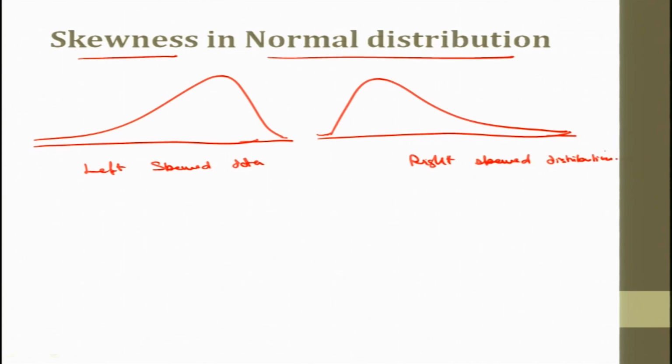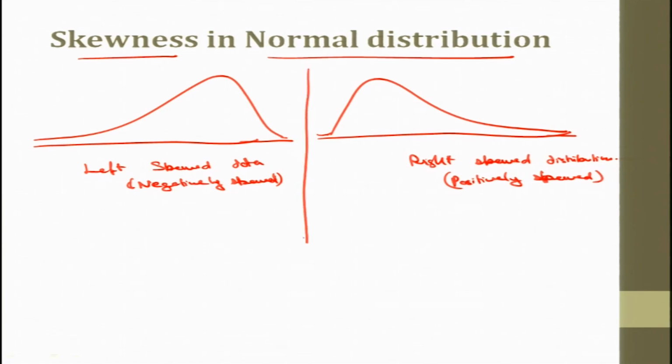Okay. So left skewed data is also known as negatively skewed. This is positively skewed data. So the curves that we have been discussing, log normal, Poisson, those were right skewed, most of them.